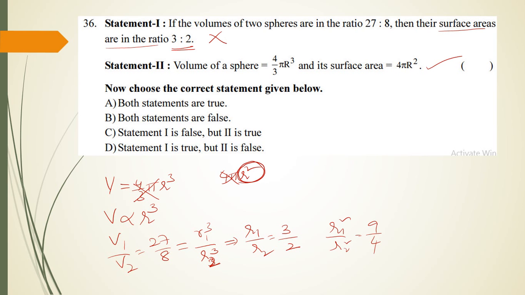Now what is he asking? Now choose the correct statement. So the correct statement is only the second one, no? So statement 1 is false, statement 2 is true. So option C will be the answer.